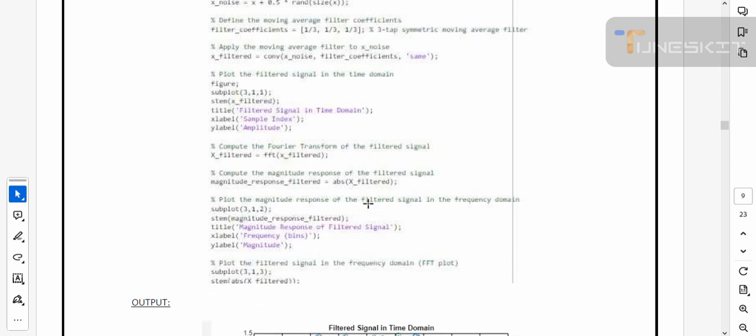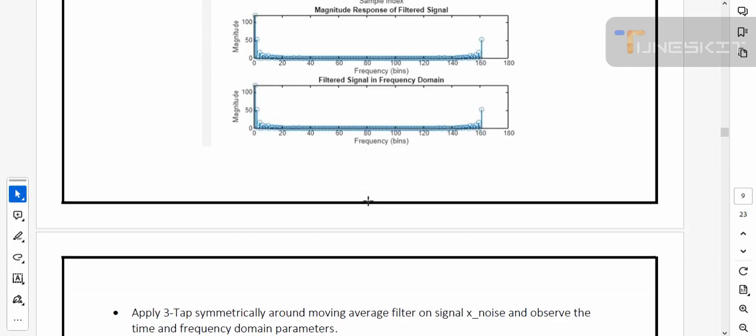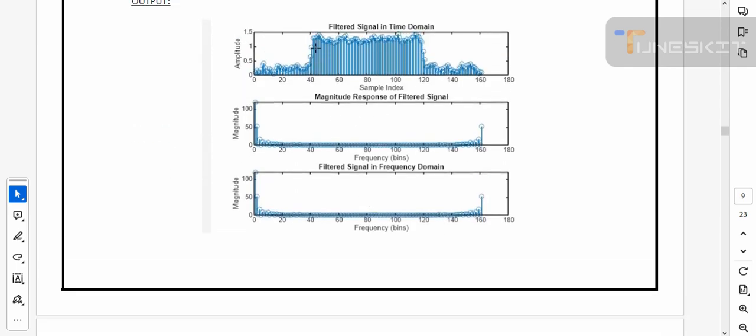After this, we apply the moving average filter, then plot the filtered signal, and then compute the Fourier transform by using the FFT command, and then find the magnitude response. When we simulate this code, we obtain this output. The first one is the filtered signal in time domain, the second one is the magnitude response, and the third one is the filtered signal in frequency domain.